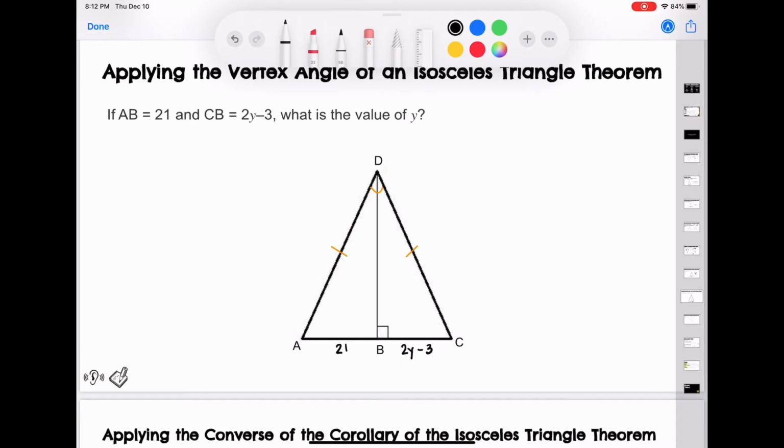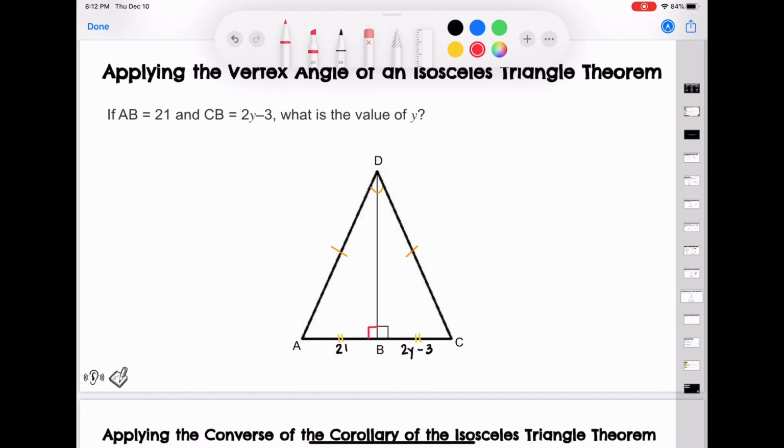Well, remember that the vertex angle of an isosceles triangle theorem gave us a lot of different information. It told us that ABD would be cut into two congruent halves. It told us that AD and DC would be congruent to one another, but it also told us that AB and BC would be congruent to each other, as well as angle B being congruent or equivalent to its other side. This is all the information we got from the vertex angle of an isosceles triangle theorem.